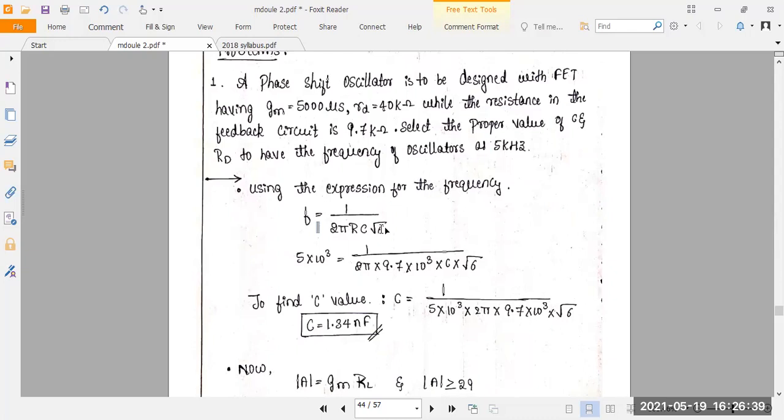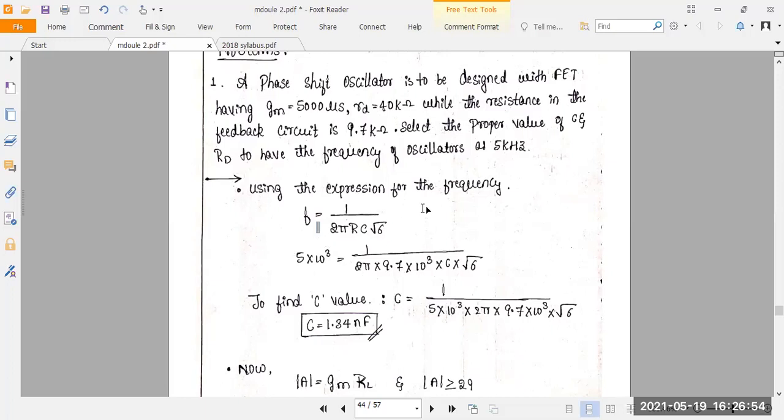This is the frequency equation. In order to find out the RC phase shift frequency, what is the equation here? F is equal to 1 divided by 2 pi RC square root of 6.